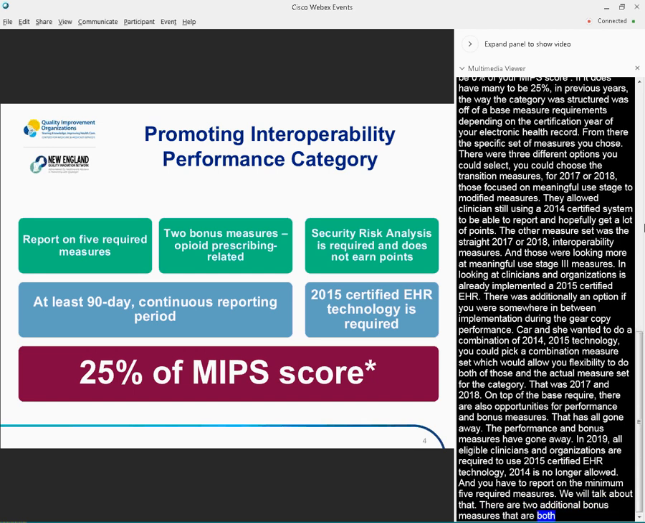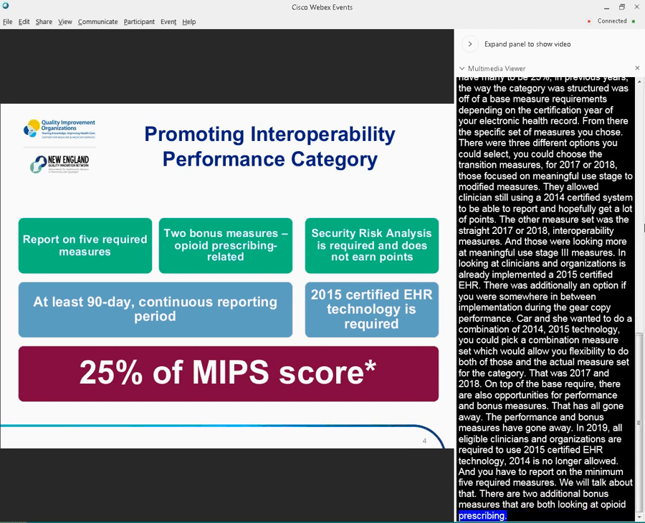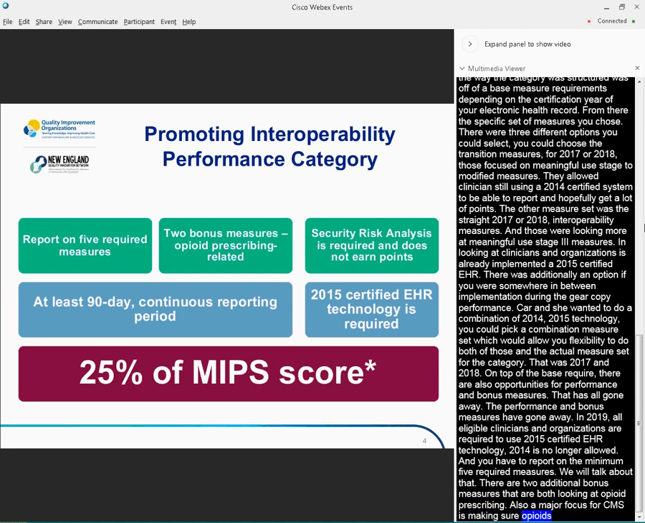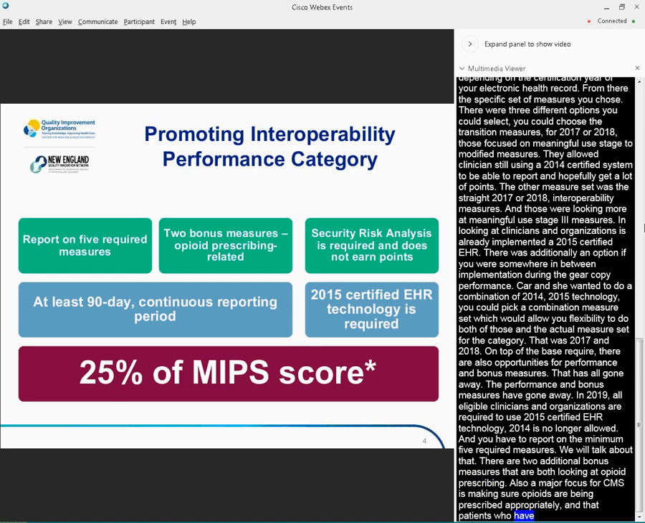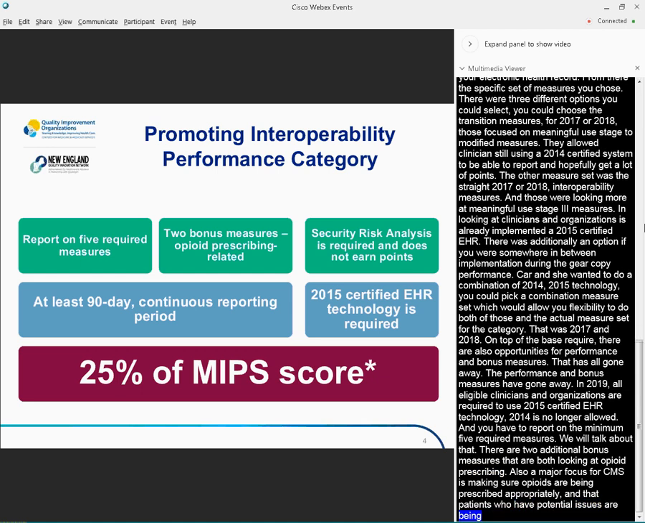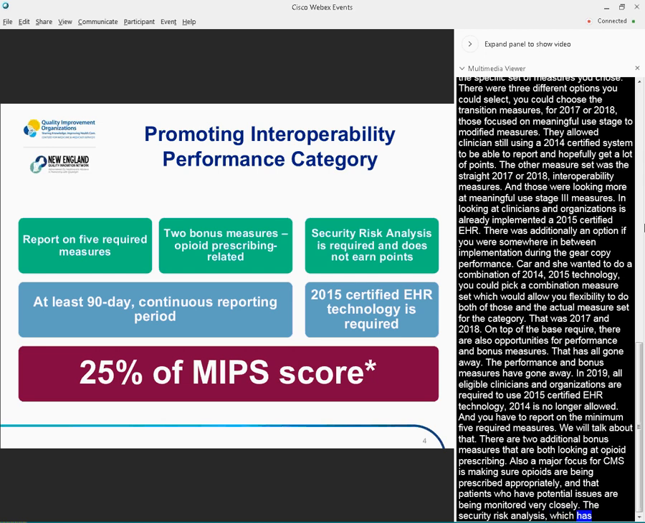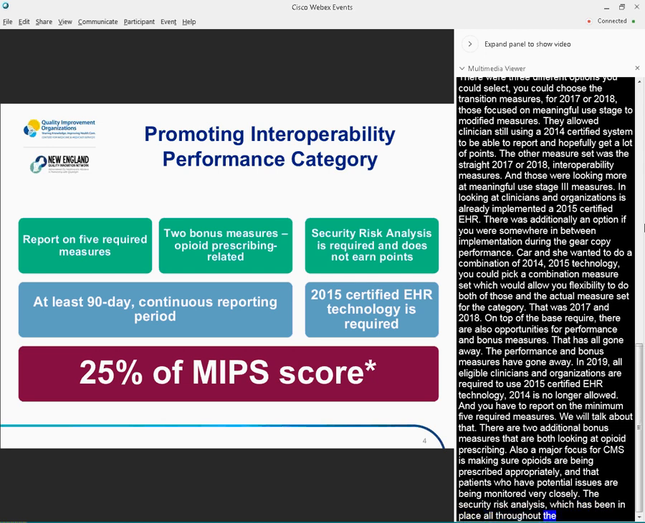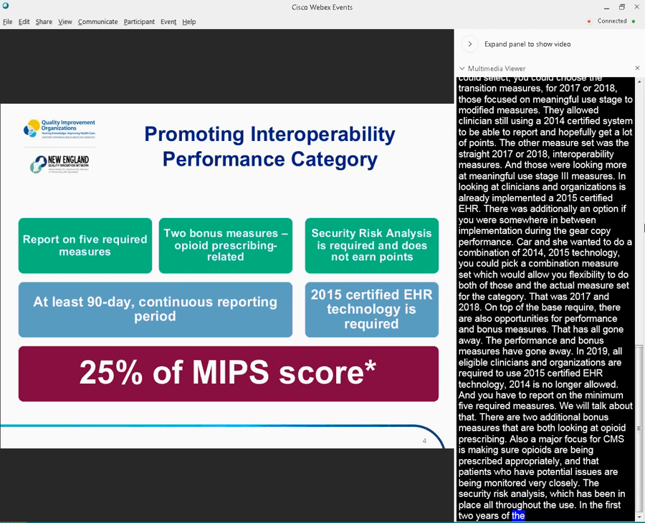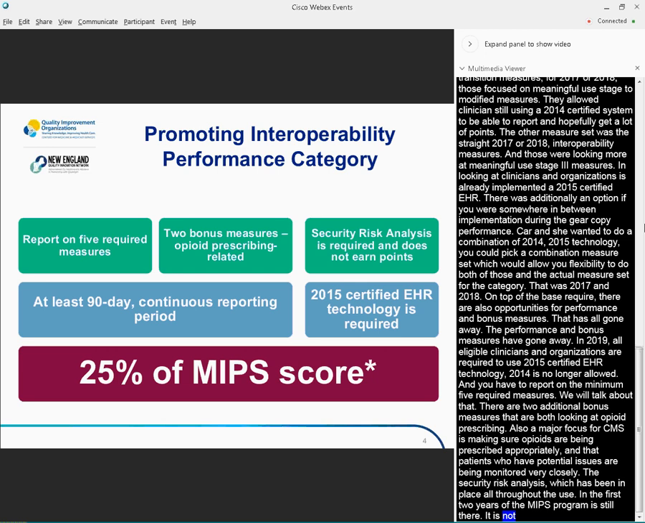Also, a major focus for CMS is making sure that opioids are being prescribed appropriately and that patients that potentially have an issue with opioid dependence are also being monitored very closely. The security risk analysis, which has been in place throughout the meaningful use period and the first 2 years of the MIPS program, is still there. It is not a scored measure. We'll talk a little more about it, but you do still have to do a security risk analysis. You just won't earn any points for it.